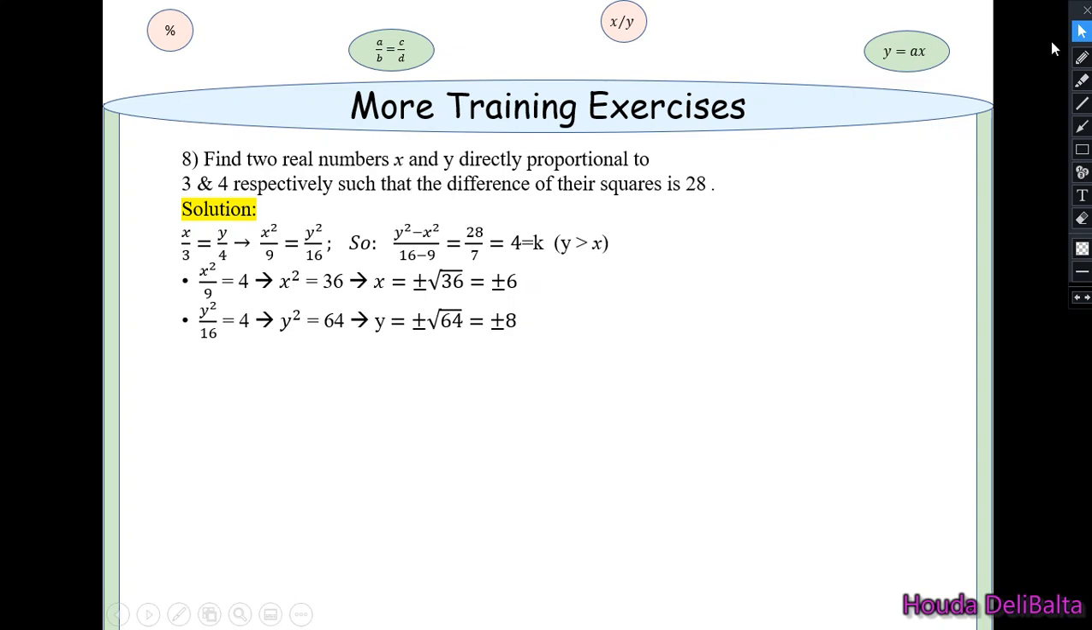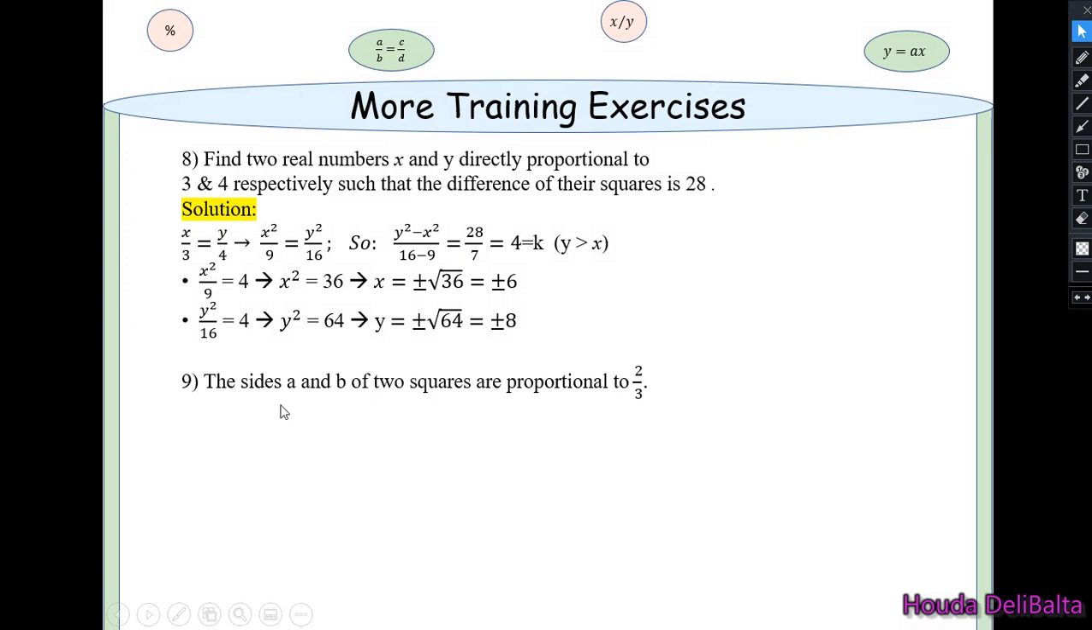Note, if in the question it is written natural numbers instead of real numbers, okay, then minus 6 and minus 8 are said to be rejected. So if in the question find two natural numbers x and y instead of real numbers, then I have to reject the negative ones. But here there is the word real, so a positive or a negative are both accepted.